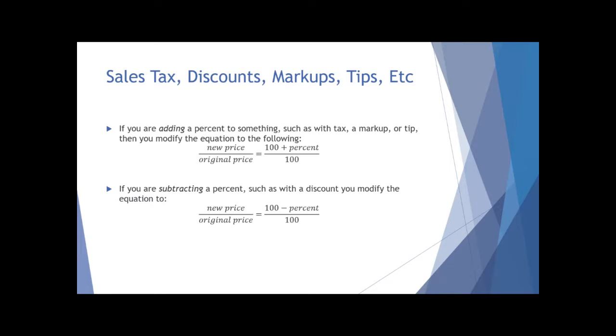If you're subtracting something, like if you have a discount, then you have your 100% of the bill, but then you're taking away something, so you're subtracting that percent out. The difference is that the equation has 100 minus percent on top instead of 100 plus the percent. The way the book tells you to do the sales tax, discounts, markups, all that, it actually has separate equations, and you don't really need to do that. You can use the same proportion, and we just have to make a small modification, and then it works the same way, and you don't have to remember multiple different equations.